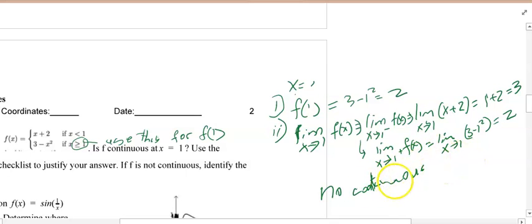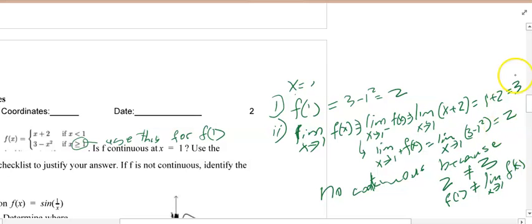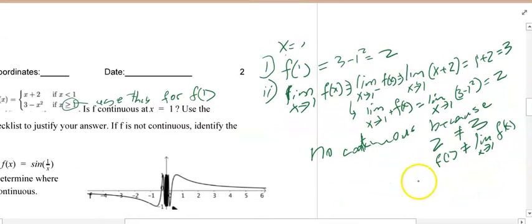Some people shorten this to say CTS for continuous, because 2 is not equal to 3, right? Because f of 1 is not equal to the limit as x tends to 1 of f of x. Okay, what kind of discontinuity is this? It has a jump discontinuity, right? A jump discontinuity.